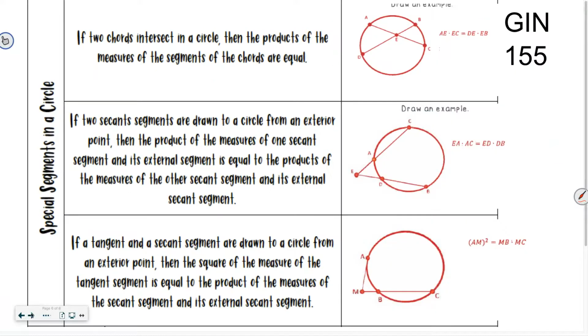All right, and then our last page of theorems, so this is page 155. It says if 2 chords intersect in a circle, then the product of the measures of the segments of the chords are equal. So this means multiply products. Okay, and so what they're saying here is whatever this is, A, B, C, D, that I can go A times B, and it's going to equal C times D. So one piece times one piece equals the other piece times the other piece. Like I said, we'll go over these when we get to that section.